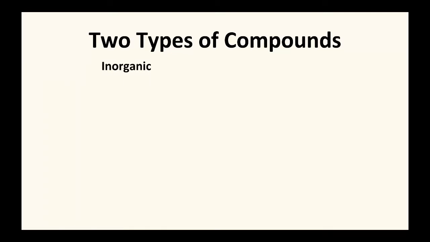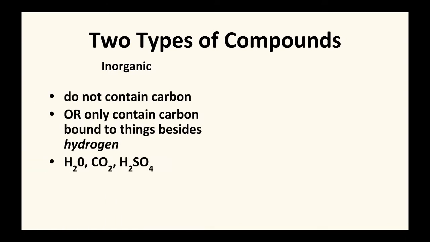There's first the inorganic. And these are not going to contain carbon, no carbon at all. If they do contain carbon, notice here's an example of some inorganic compounds. Carbon dioxide is considered inorganic because it is not bound to hydrogen. Okay, so make sure you understand that. So they can contain carbon only if it's not bound to hydrogen.